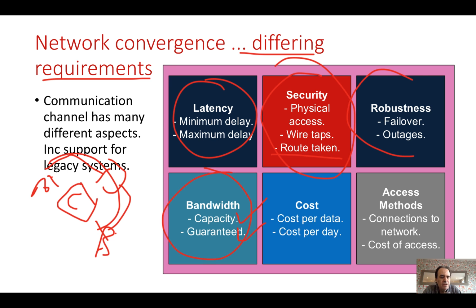There's also the robustness of the communication system. That's how it copes with failover. Are alternative links brought in terms of our communication? How does it cope with outages, and so on? Then obviously there's the cost. Are we paying per data that we send, or are we paying per hour or day?